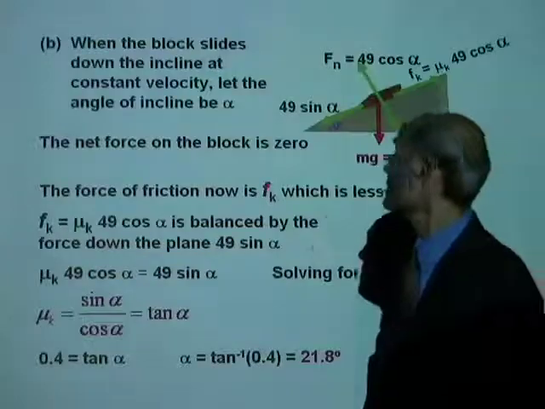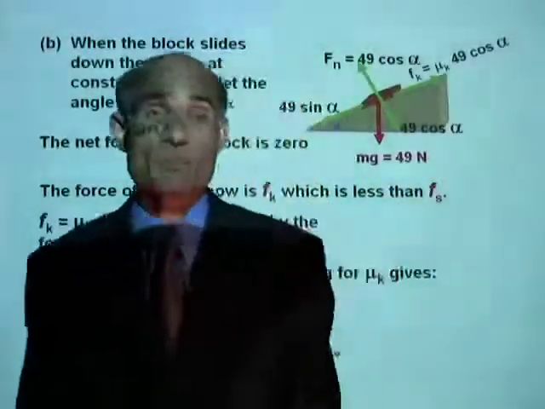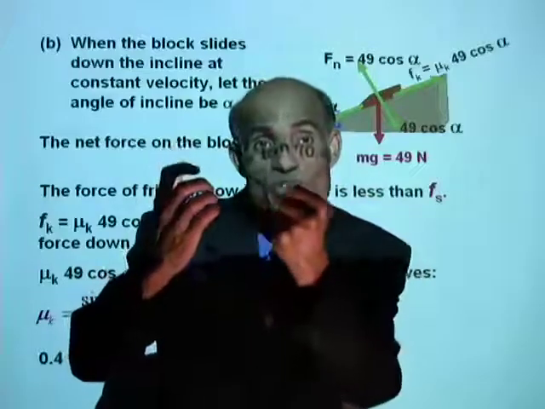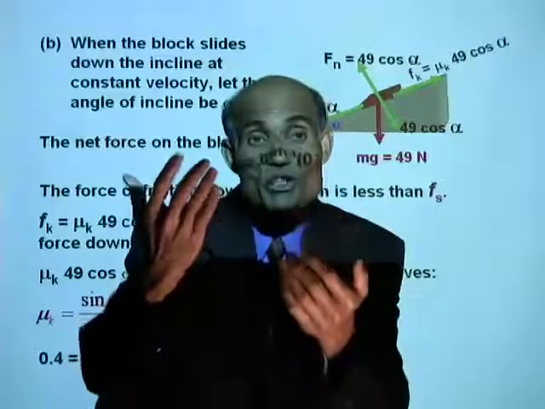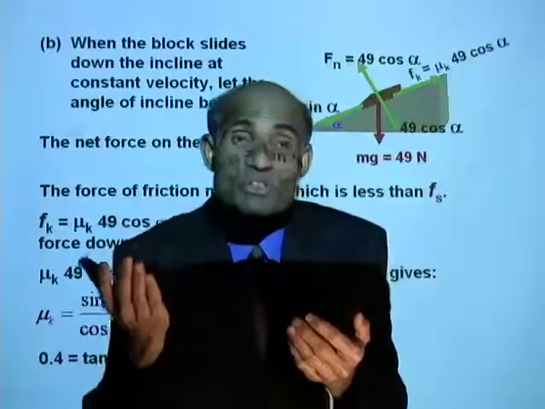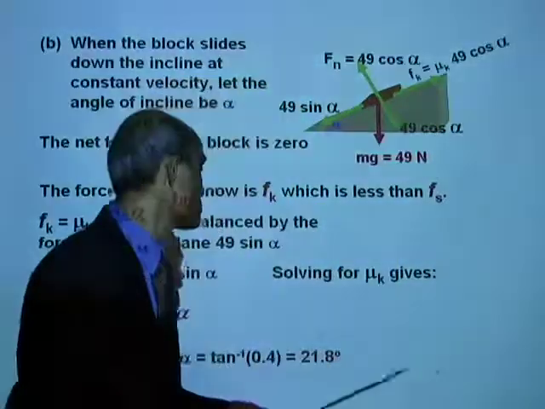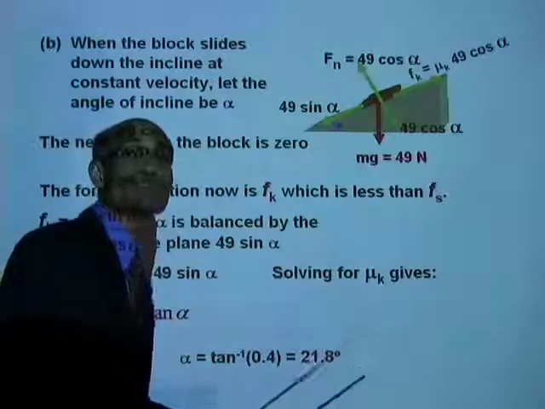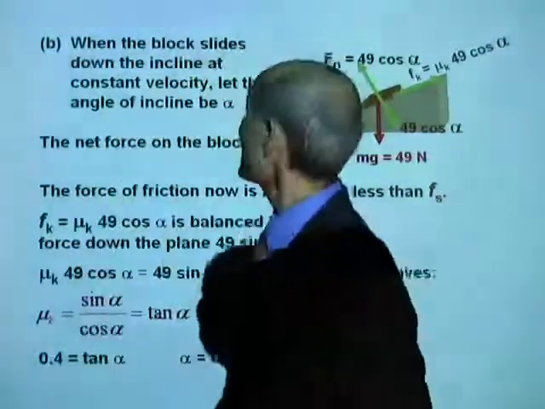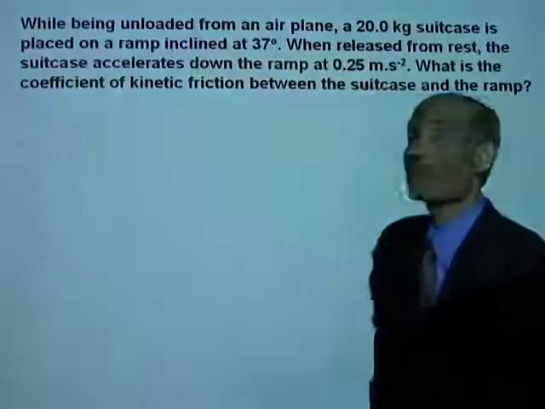21.8 degrees. So when the angle is 30 degrees, the block begins to slide down. In order to keep it moving with a uniform speed, you can decrease the angle to 21.8 degrees. Okay, let's now look at another problem.